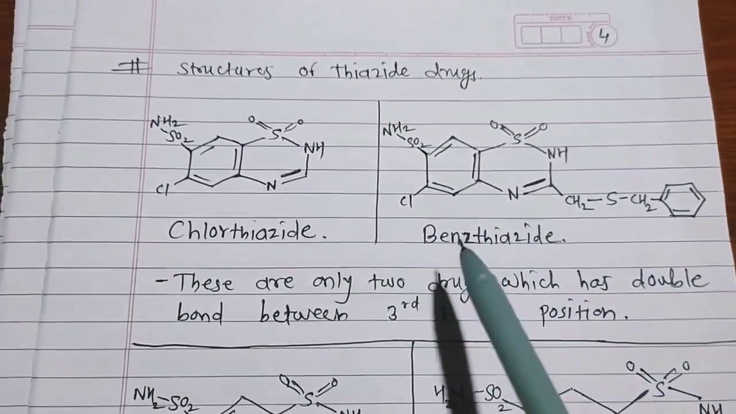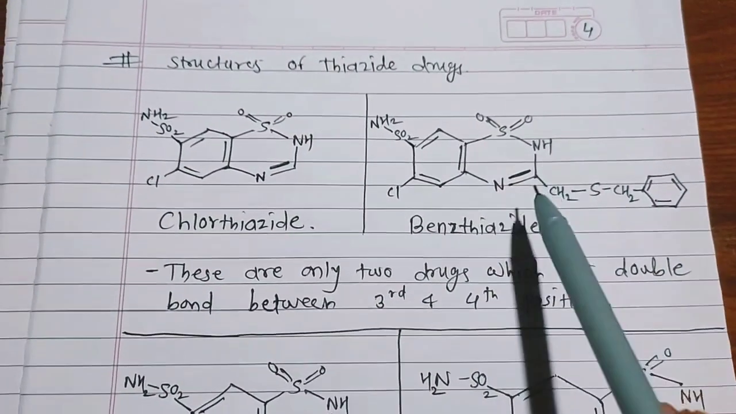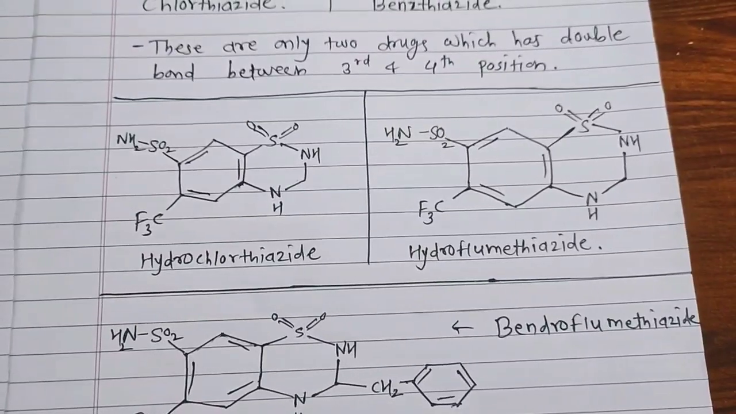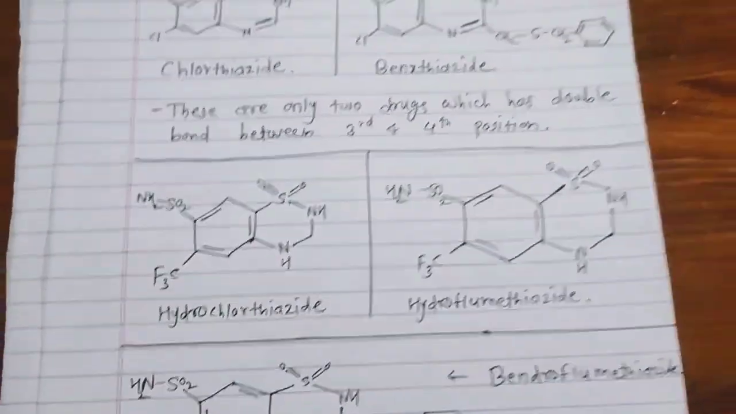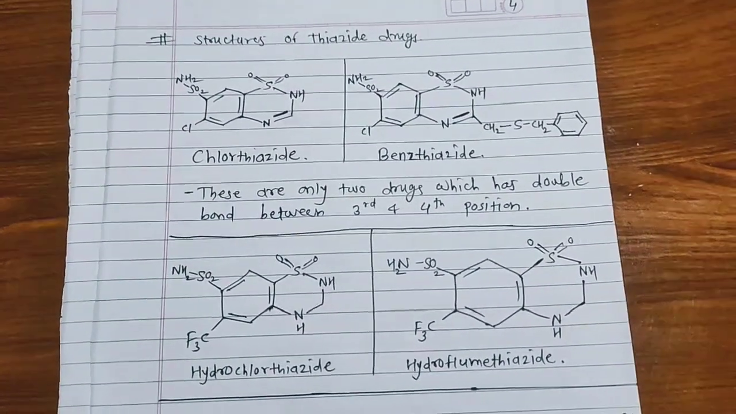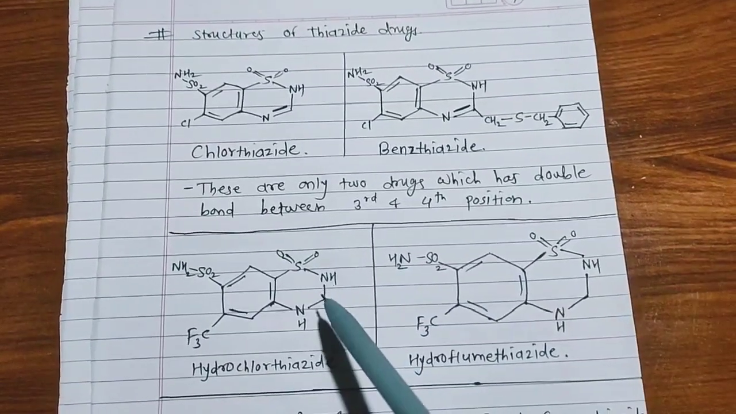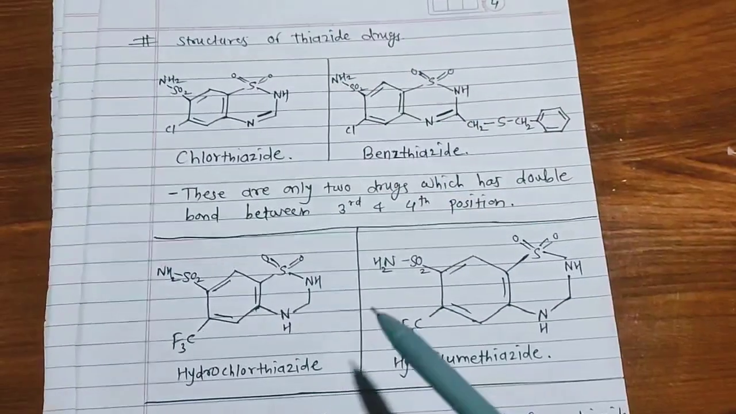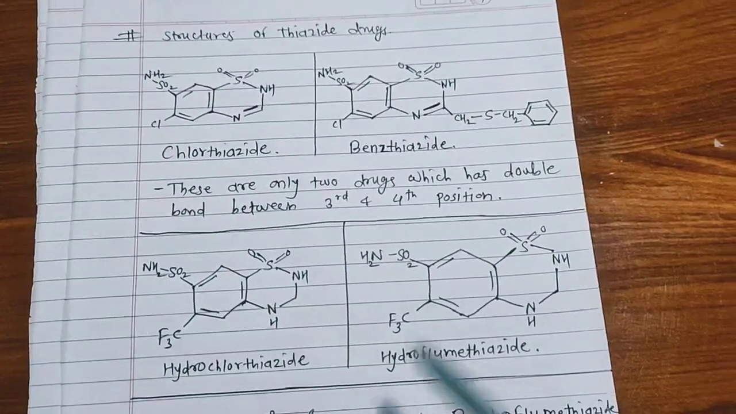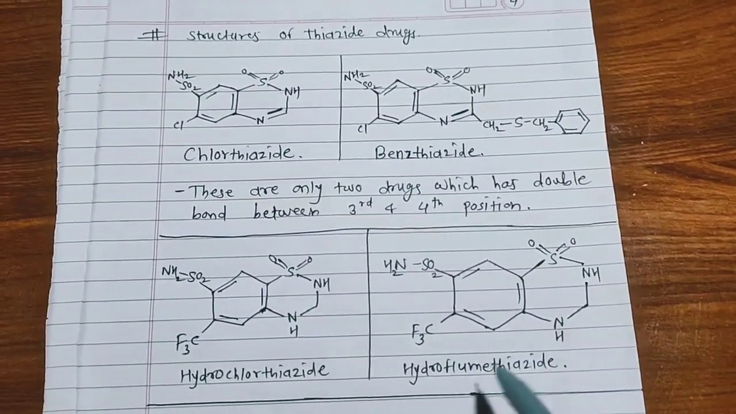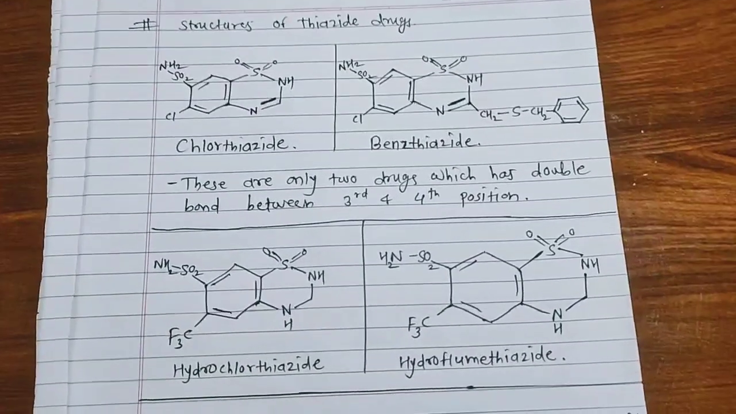And again, in the case of benzthiazide, there is presence of methyl sulfur, again methyl and benzene. Moving on to the next two drugs, which are hydrochlorothiazide and hydroflumethiazide. If we compare the structure of hydrochlorothiazide and chlorothiazide, there is only the difference of the double bond which is present between the third and fourth position. If you just remove that double bond, that will become hydrochlorothiazide. And if we talk about hydroflumethiazide, there is presence of the methyl trifluoride group. That's why it is called hydroflumethiazide.